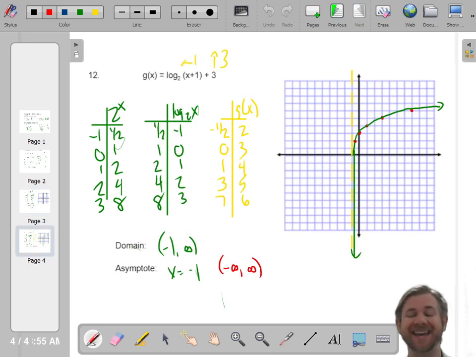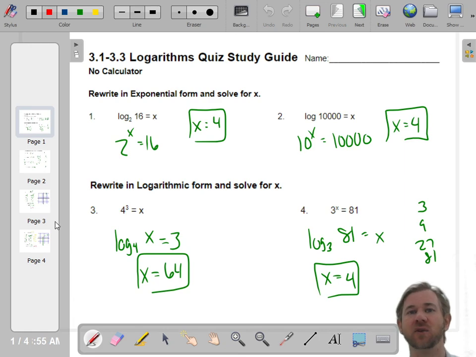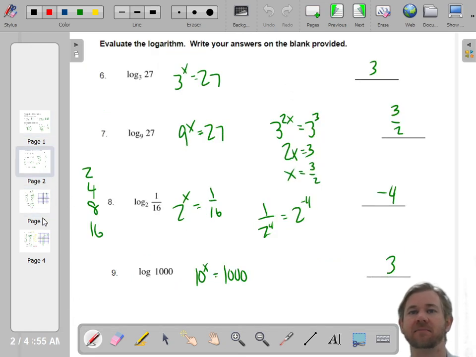So, if you can rewrite them, if you can evaluate them, and you can graph them, you are good to go.